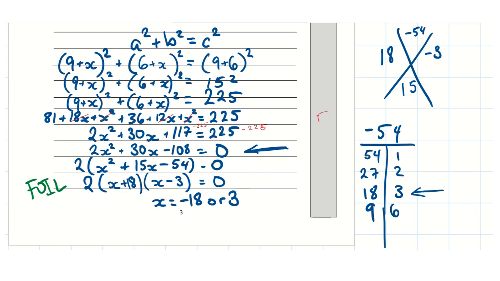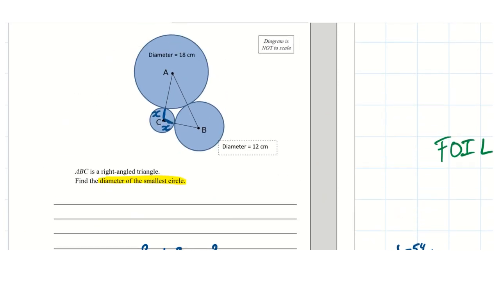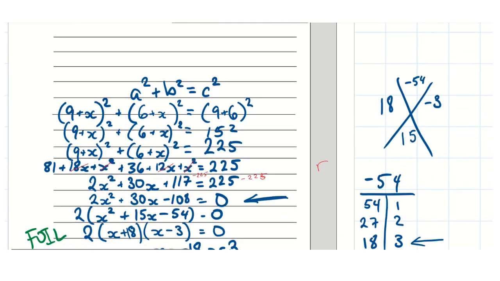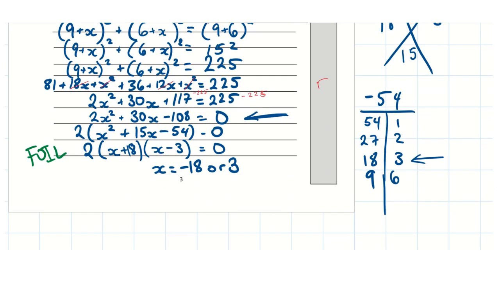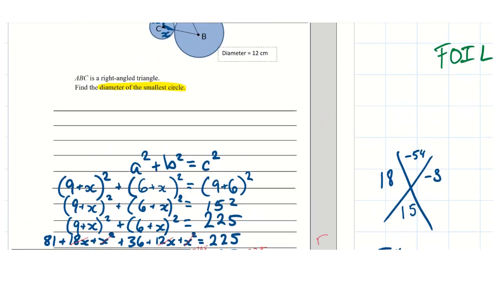This right here can't be right. We can't have negative 18 because a circle can't have a negative diameter. We're not traveling into the 4th dimension. That's not part of what we're doing here. So we know that x has to only be 3. Which means, what is our diameter?